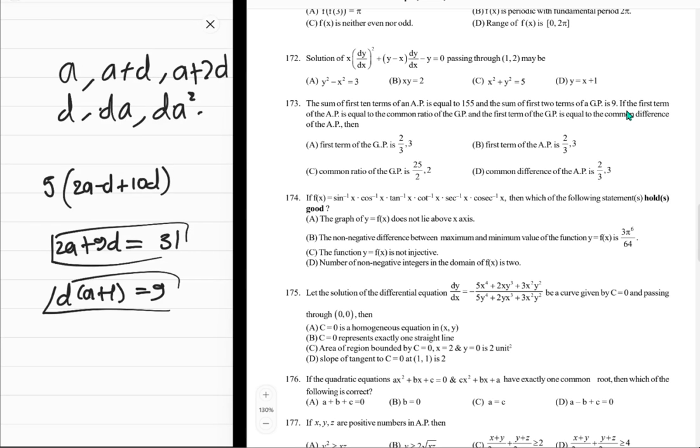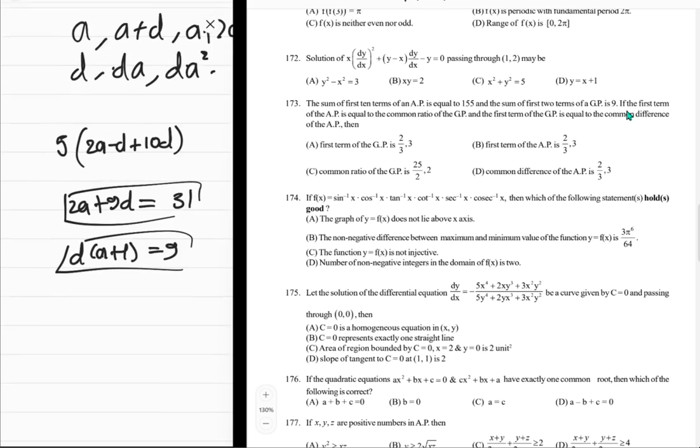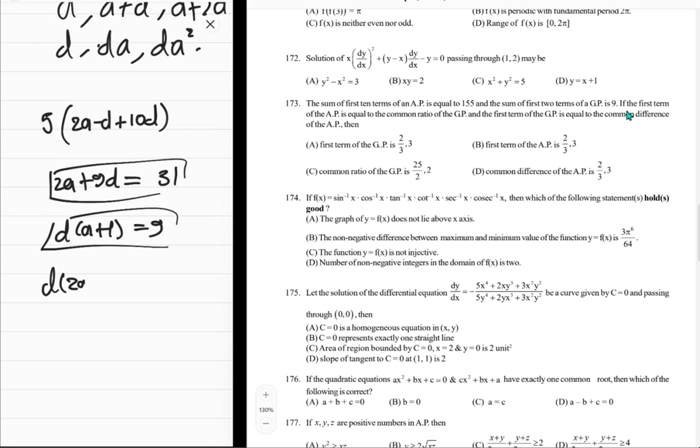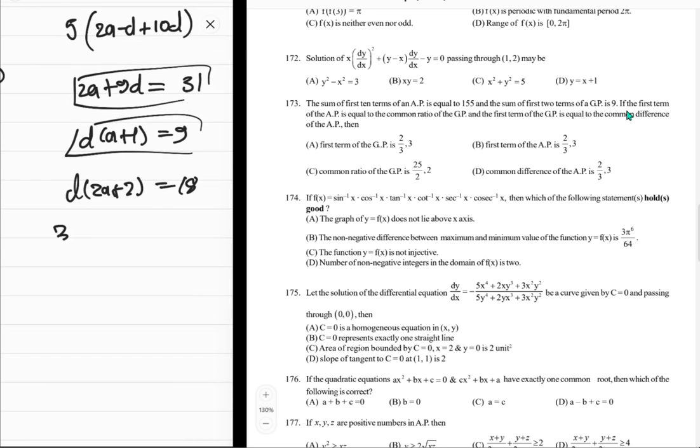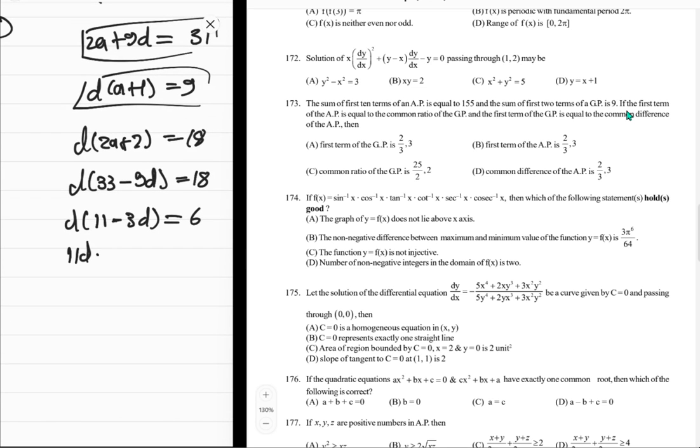ठीक है, करना ही पड़ेगा. तरीका थोड़ी है. Multiply by 2. It's going to be what? D times (2A plus 2) is equal to 18. And then 2A is just 31 minus 9D. So D and then 31 plus 2 is 33 and then minus 9D is equal to 18. So D into 11 minus 3D is equal to, oh yeah, that's all we could actually do. So that's equal to 6. 11D minus 3D square equal to 6. 3D square minus 11D plus 6 is equal to 0.